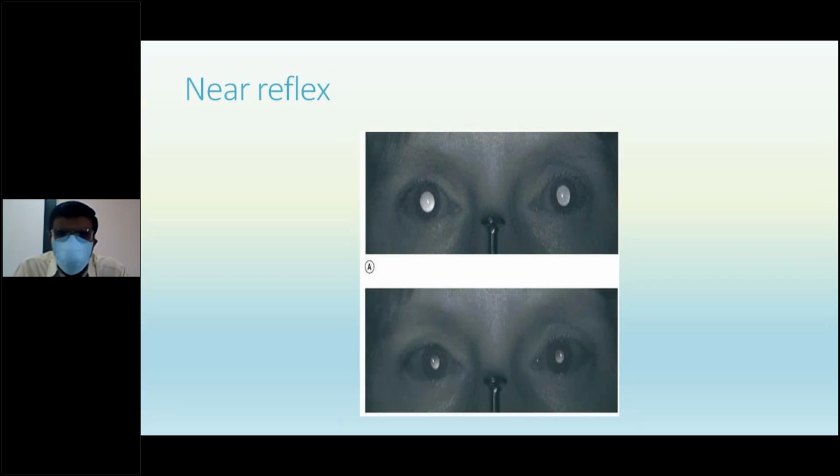First, on looking at a distant object, the eyes are in a straight axis. And looking at a near object, they are converged and constricted. That is the near reflex.